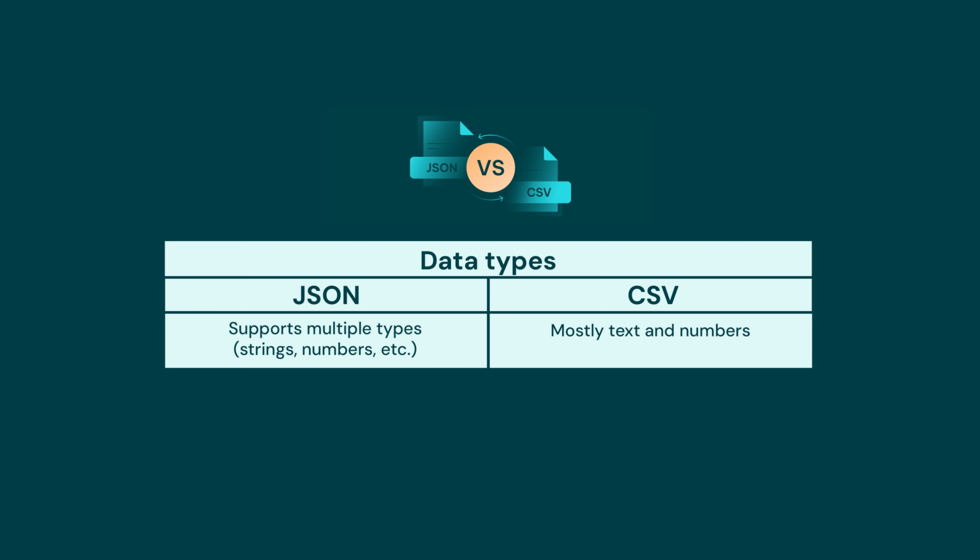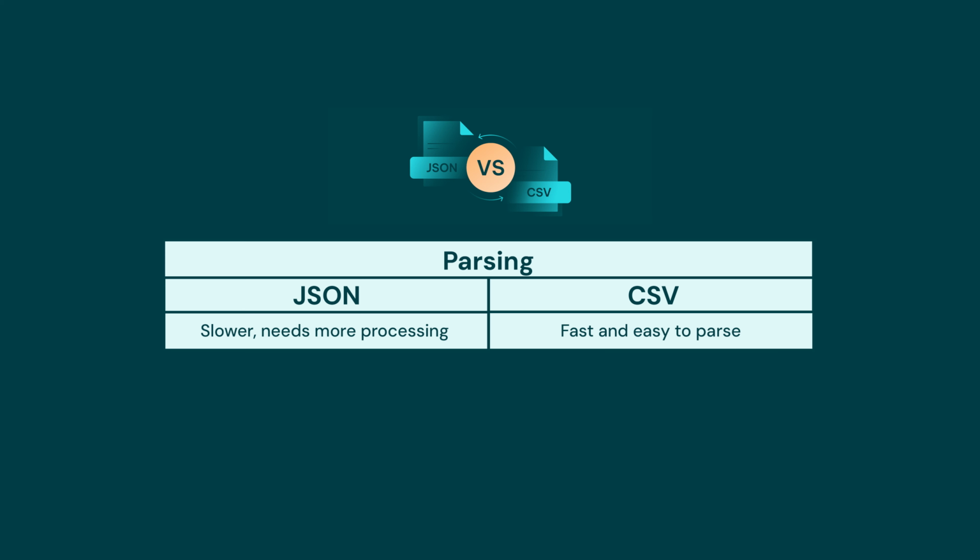Data type support. JSON supports a variety of data types, including booleans, strings, numbers, and objects, while CSV mainly supports text and numeric data. Ease of parsing. JSON requires more processing but supports a wider range of data types, making it better for complex structures, while CSV is faster to process but struggles with complex data due to its limited support for data types. Extensibility. JSON can be easily modified to add new data types and objects without breaking compatibility, whereas adding new columns in CSV files can cause issues.